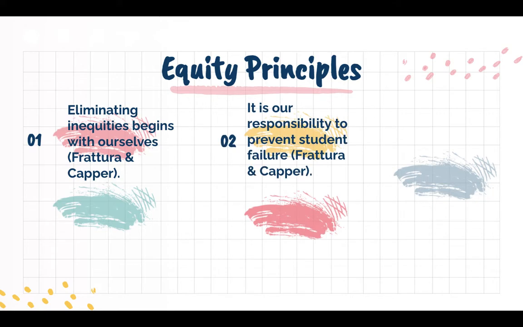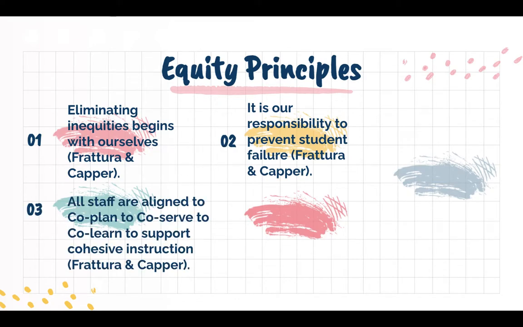Number 2, we have to believe that it is our responsibility to prevent student failure. If we claim that it is our responsibility for student success, then obviously we have to own that student failure as well. And I think this is something that is often overlooked in schools. I think we tend to blame the victim. We tend to push off responsibility and come up with a myriad of other reasons why students fail instead of looking at what problems are inequitable within our own building.